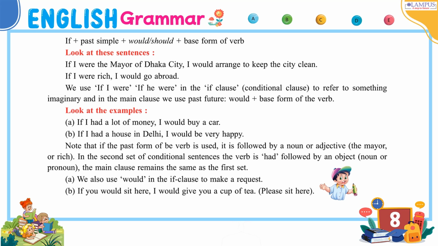Look at the examples. A. If I had a lot of money, I would buy a car. B. If I had a house in Delhi, I would be very happy. Note that if the past form of the be verb is used, it is followed by a noun or adjective, the mayor or rich. In the second set of conditional sentences, the verb was, had, is followed by an object, noun or pronoun. The main clause remains the same as the first set.